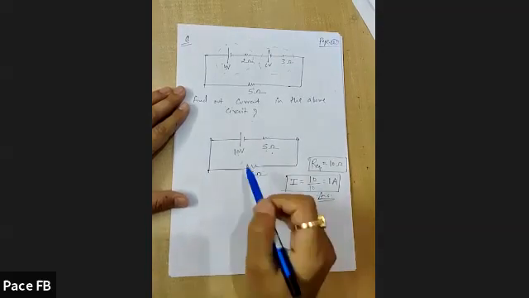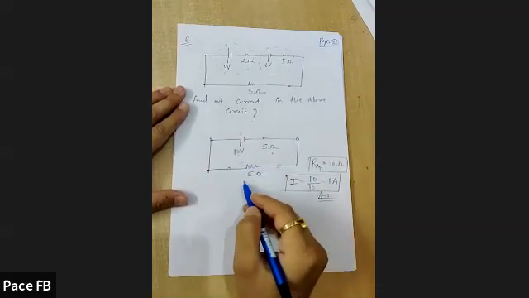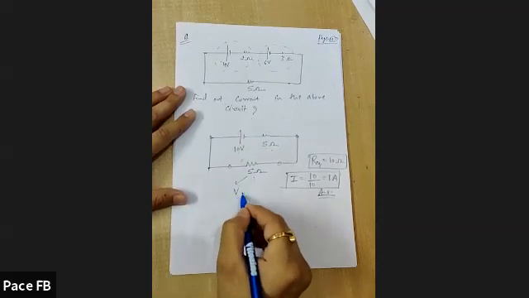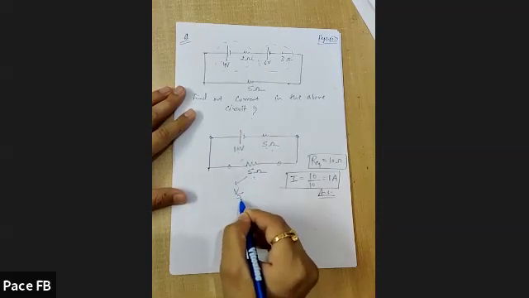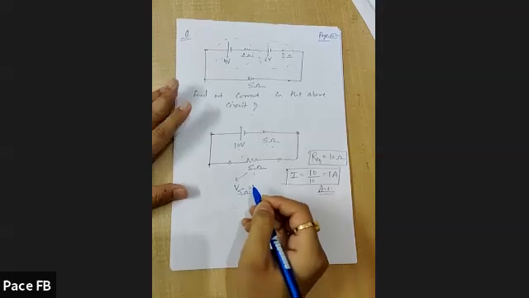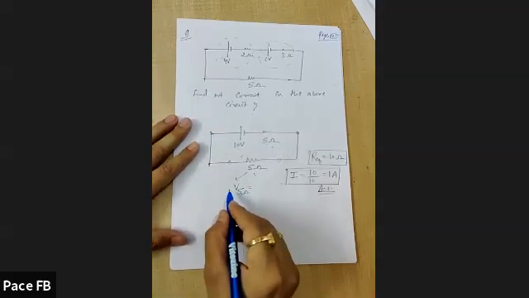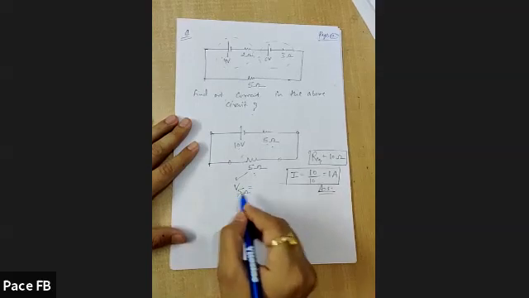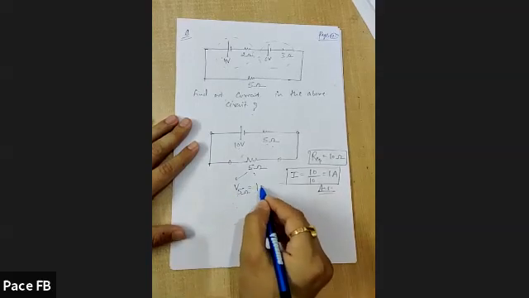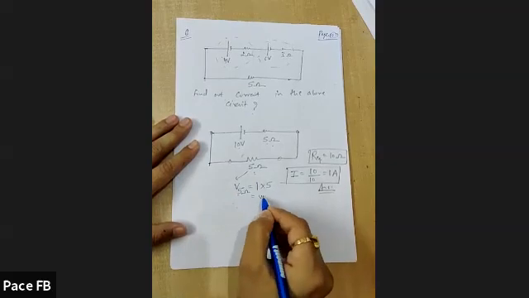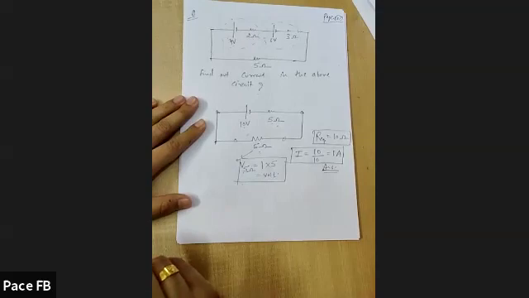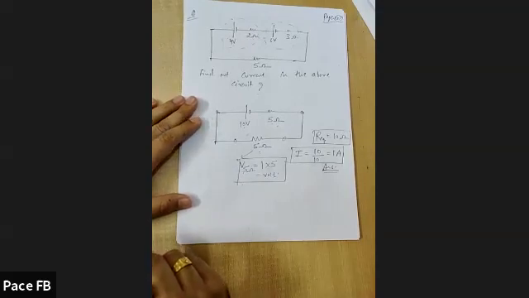And if I ask you what is the potential difference across this external resistor? It would be I into R. Current passing through this 5 ohm is 1 ampere multiplied by resistance 5. So it comes out to be 5 volt. Clear? Okay.